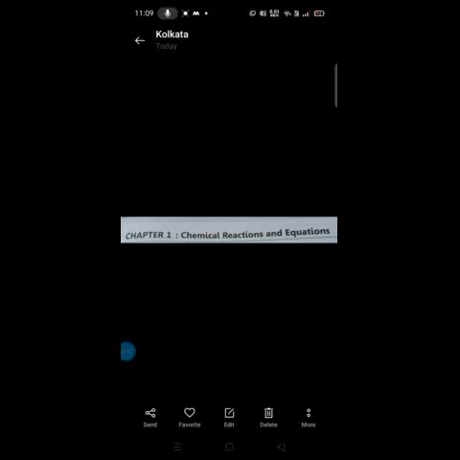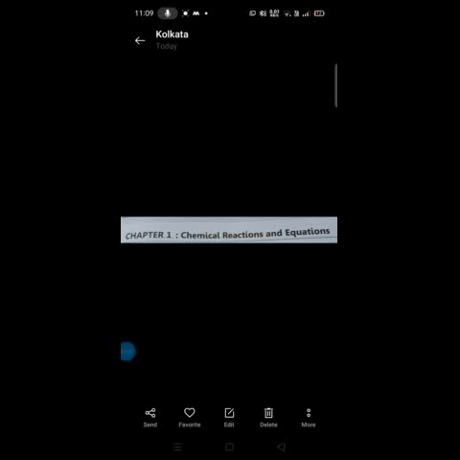Now let's come to the types of chemical reactions. Firstly, there are 5 types of chemical reactions. One is combination reaction. The reaction in which 2 or more reactants combine to form a single product, like 1 plus 2 equals 3. Okay, so 2 or more reactants are combining or adding together and forming a product. So that is a combination reaction.